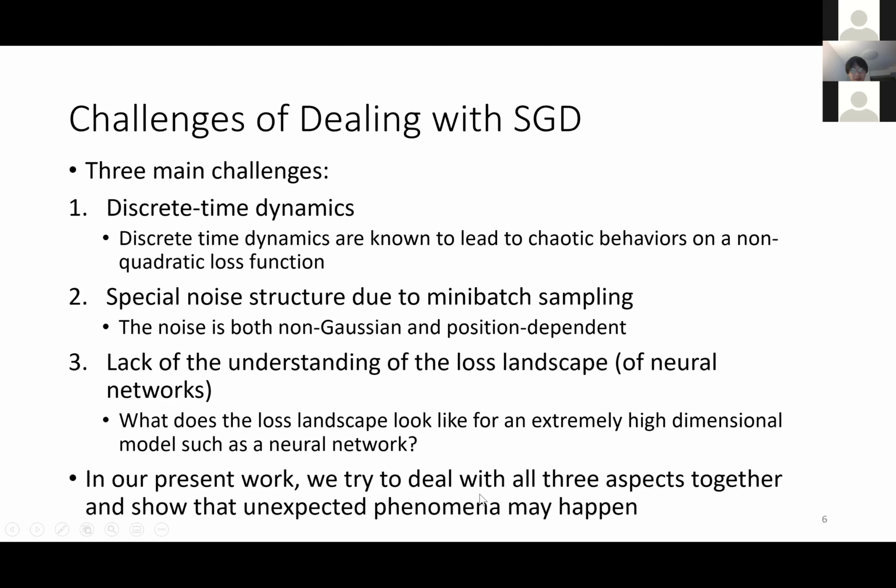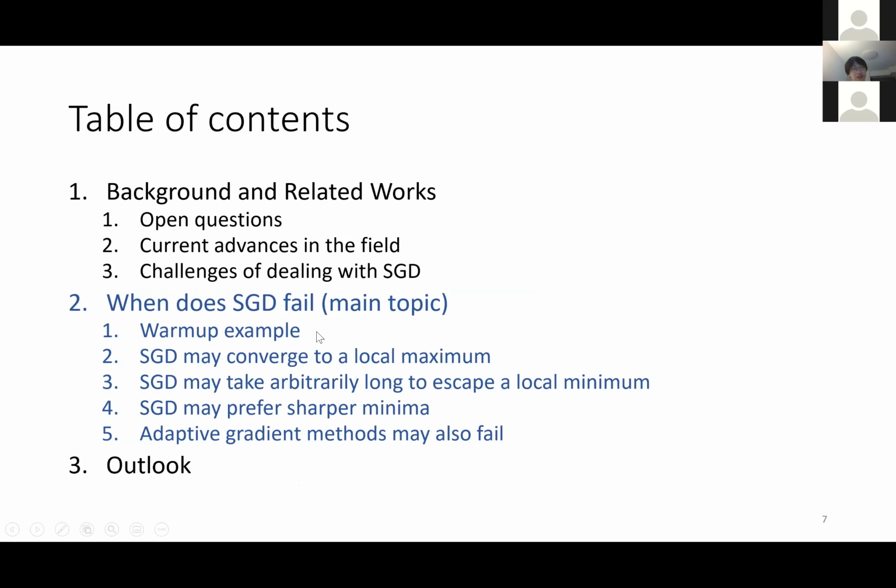And in this work, we try to deal with all three aspects together and show that unexpected phenomena may happen. So now I'm ready to introduce the main topic of this seminar.